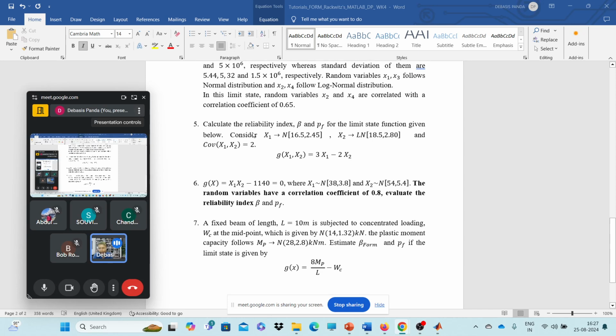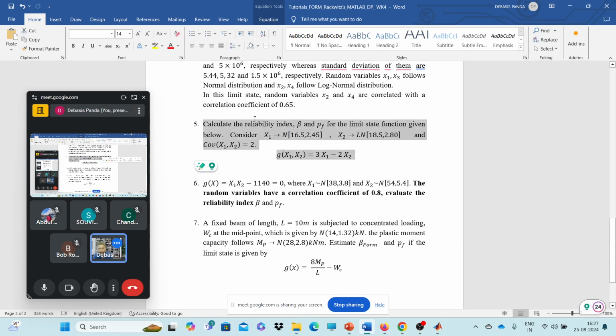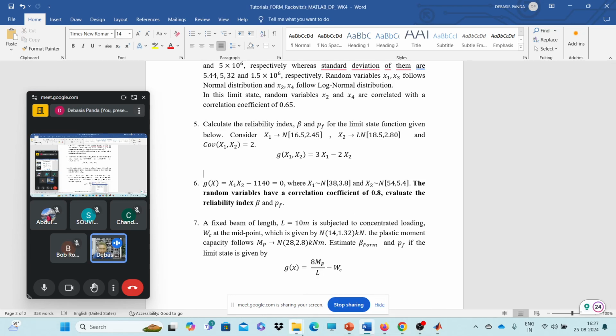Okay, let's solve this problem. Calculate the reliability index, problem number 5. Calculate the reliability index beta and pf for the limit state function given below. The limit state function is given as 3x1 minus 2x2. So first we need to put that limit state function.